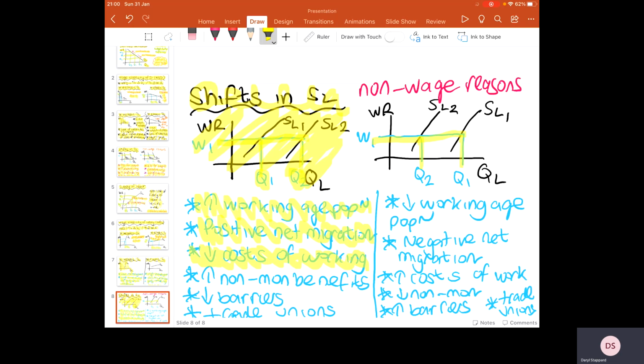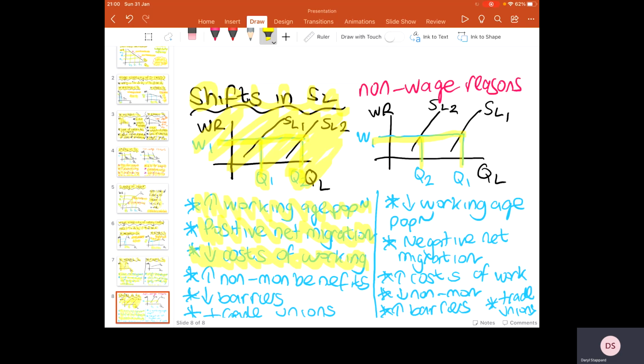Well, if these costs were to fall, so if childcare costs were to become cheaper, training and education costs were to fall in price, and transport becomes more affordable, then you get to keep a bigger chunk of your wage. And that again would make more people willing and able to supply their labour.